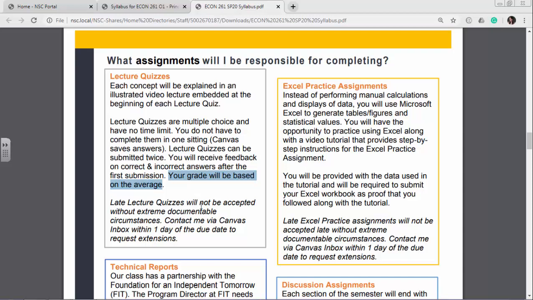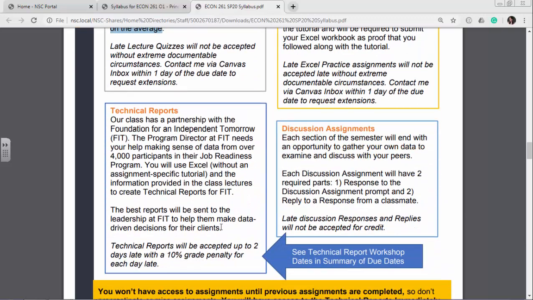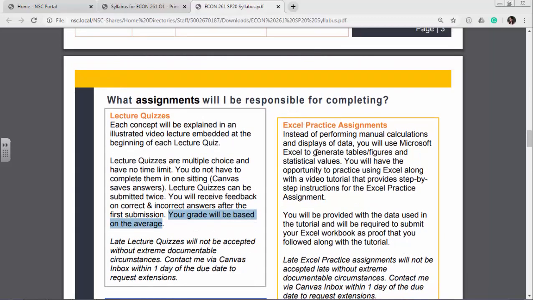I do not accept lecture quizzes late unless you have extreme documentable circumstances and you get a hold of me within 1 day of the due date. Because once the due date happens, all the correct answers post, and I'm not able to give you an extension anymore. All right, Excel practice assignments.